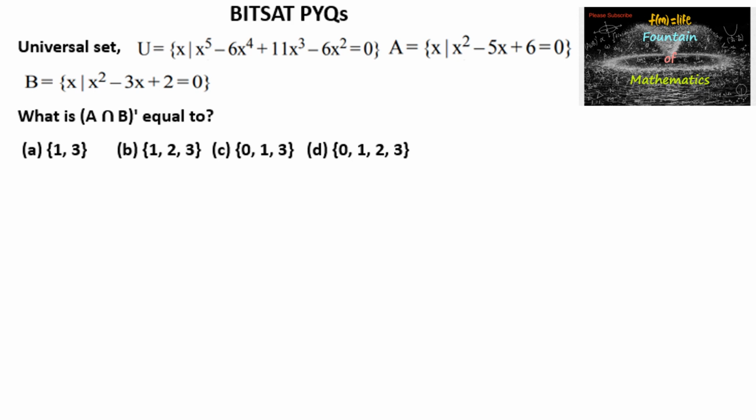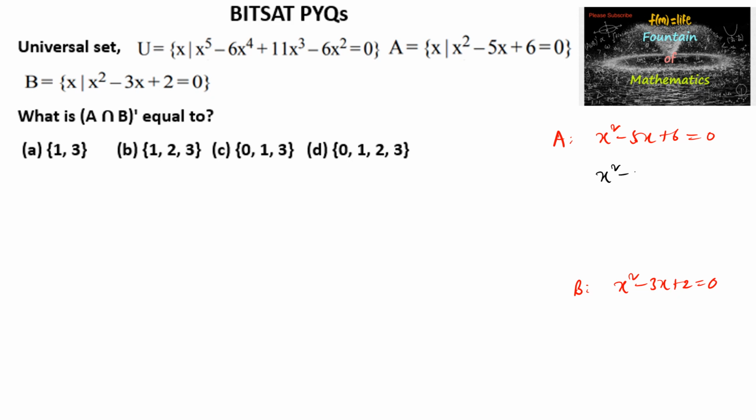Given one universal set containing the roots of the fifth degree equation and subsets A and B, where A is a set of roots of the second degree equation x square minus 5x plus 6 is equal to 0, and set B is also containing the roots of the equation x square minus 3x plus 2 is equal to 0. And then we need to find the complement of A intersection B. So let's find the sets A and B.